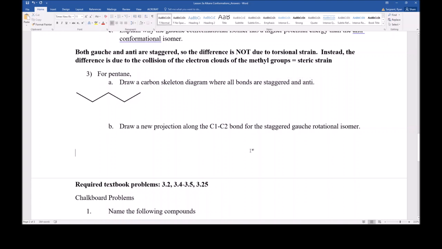And now we want to show a projection down the C1, C2 bond for the staggered gauche rotational isomer of pentane. That doesn't make sense. Let's do the C2, C3. That's what this question needs to read: C2, C3 for the staggered gauche rotational isomer of pentane. So I'm going to encourage you to pause the video now and try to draw this on your own, and then when you restart the video, I'll show you what it looks like.